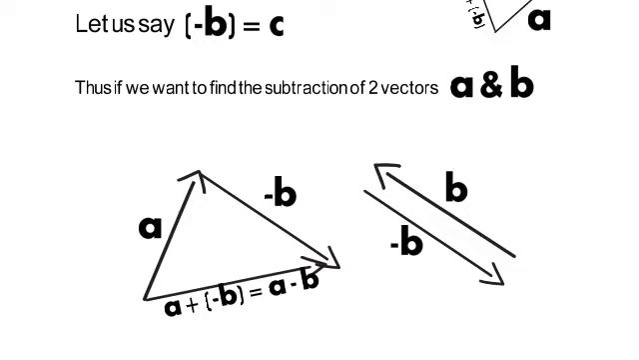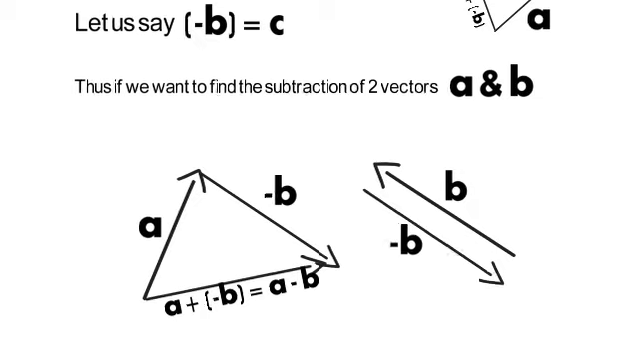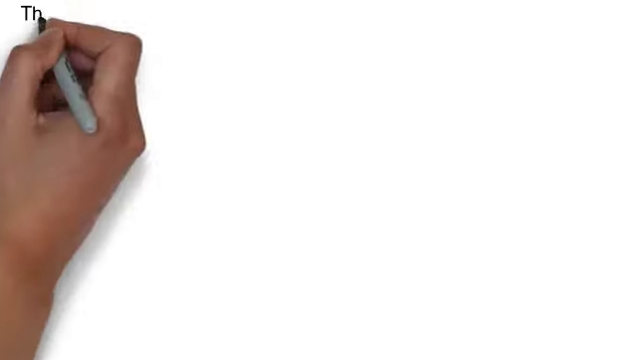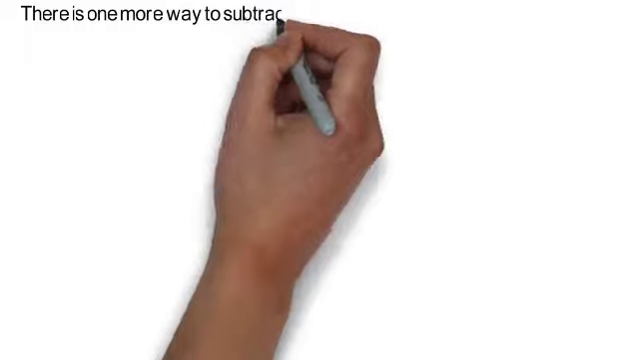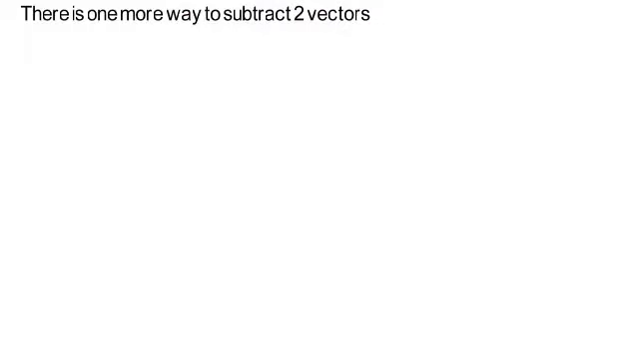If we want to find A vector minus B vector, we reverse the direction of B and add it to the A vector. The sum of these two vectors will be equal to A vector minus B vector. Subtracting two vectors is therefore equivalent to adding two vectors. There's one more way to subtract two vectors which is more convenient and more handy.